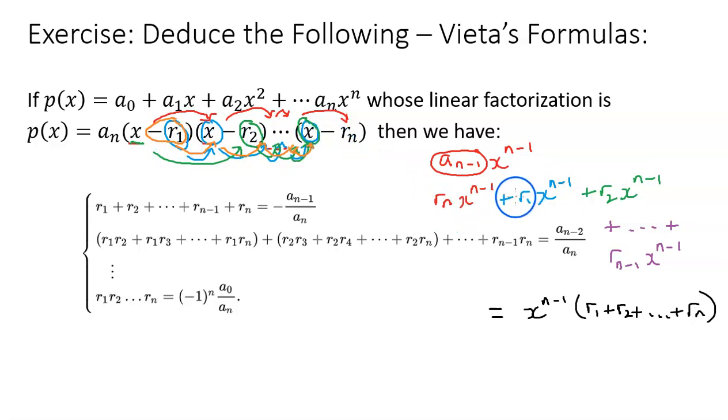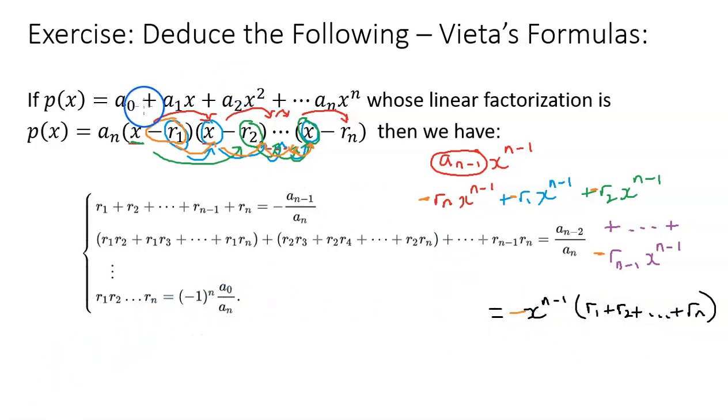So actually it should be a negative r1 times x to the n minus 1 plus negative r2 plus negative rn plus negative rn minus 1. You get the point. So actually they're all negatives. So you can just stick a negative at the front, and that fixes that.